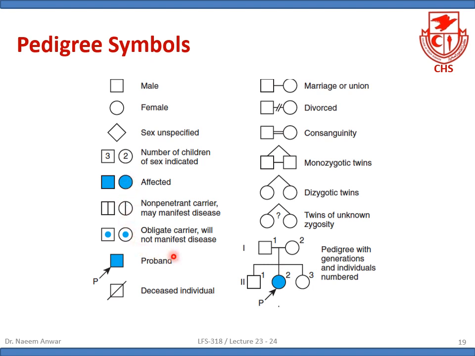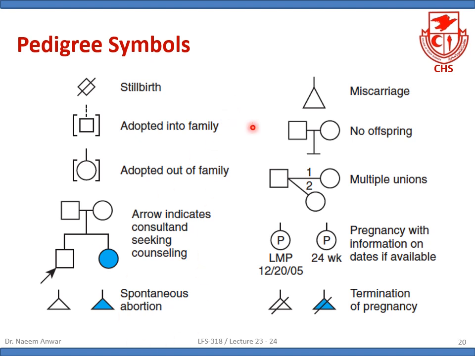And we said if you see this arrow, then this is the proband, the one who went for the consult. These are the deceased individuals, the ones who have died, and also some other symbols that are important. You might see them in the pedigree. Mainly this is the one you find with the arrow. The other ones are rarely found in pedigrees.